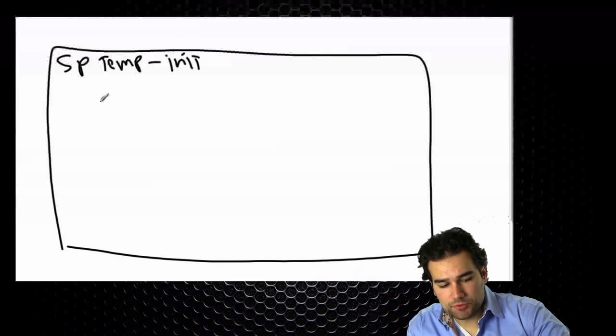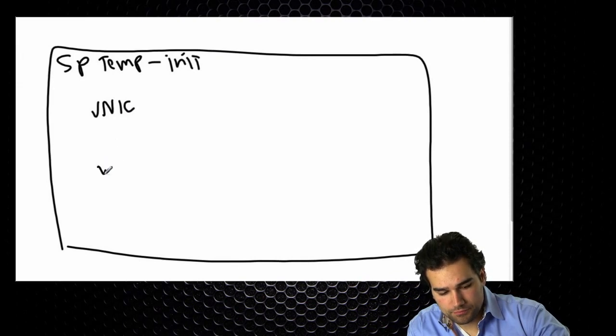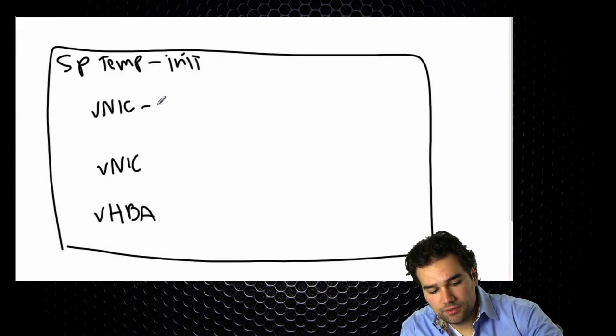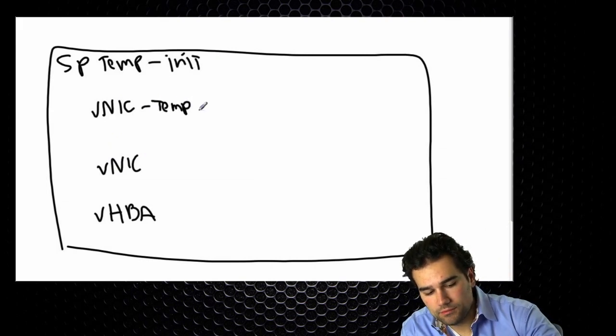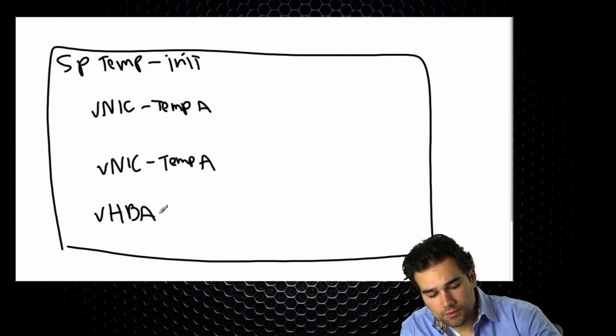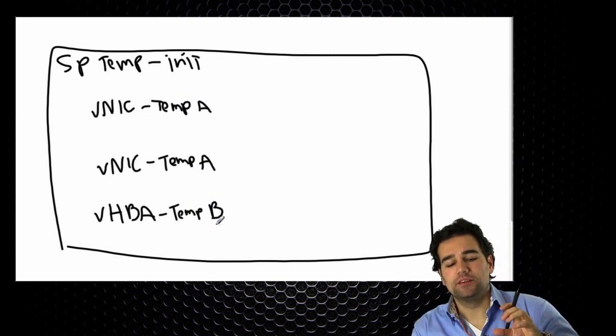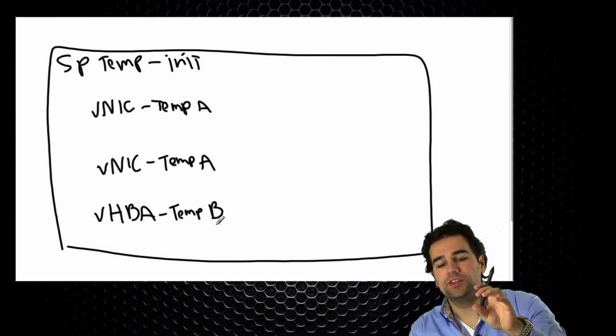Then inside that service profile template, I configured 3 vNICs. Or 2 vNICs and a VHBA. I said to this vNIC, you will be using template A. This guy is also using template A. This guy is using VHBA template B. So I said create 2 NICs and a VHBA, and use template A for those 2 vNICs and for the VHBA, use template B.